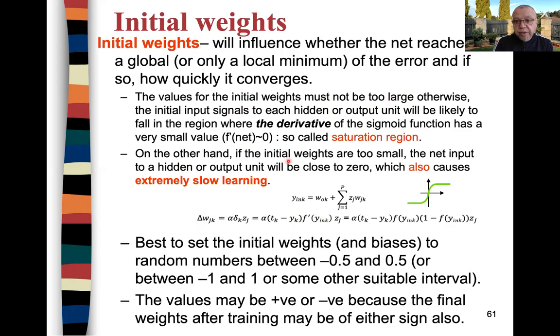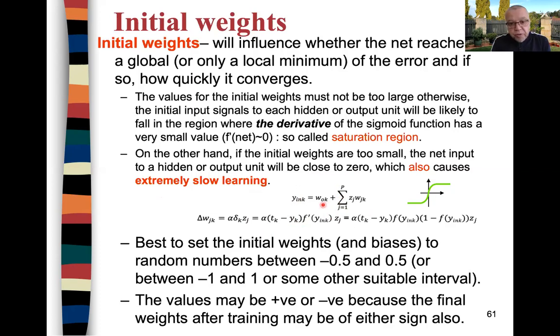Now also, if the initial weights are too small, the net input to a hidden or output unit will be close to zero. So if these weights are very small, then this would also be very small, so you'll be falling in this region here. And the f prime net will also be close to zero, which also causes extremely slow learning.